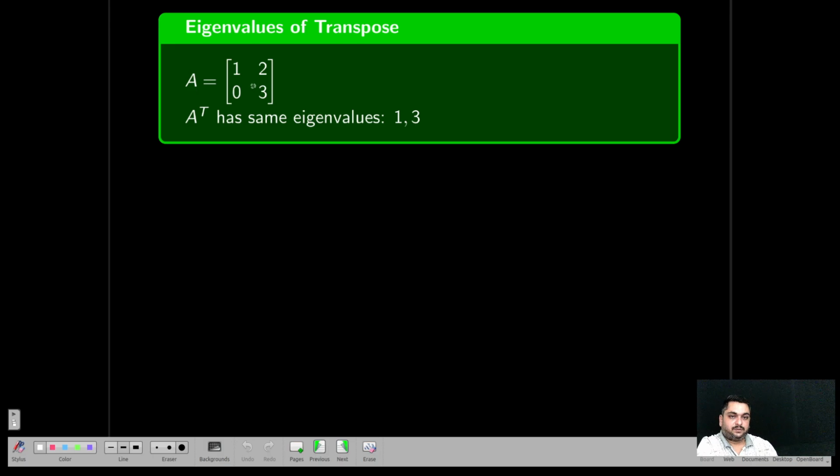Next, eigenvalues of transpose. So if I transpose a matrix, I'll get the same eigenvalues. For example, this. So eigenvalues for this are 1, 3. If I transpose this matrix to 1, 0, 2, 3 like this, I'll still get the same eigenvalues because the diagonal elements remain the same.